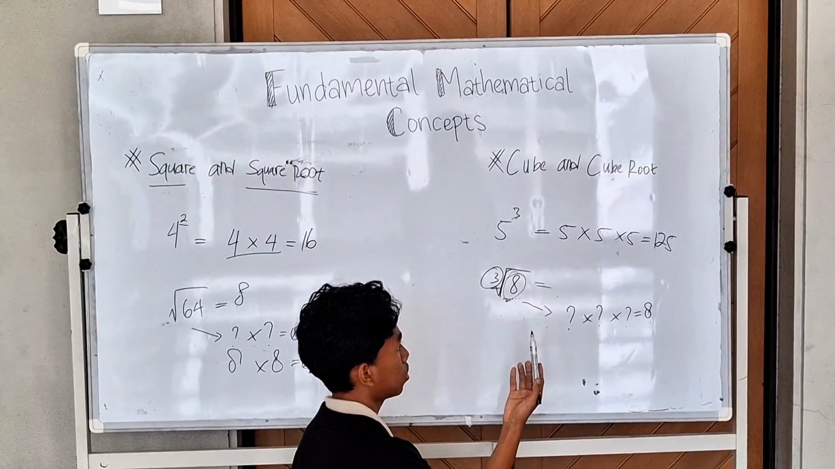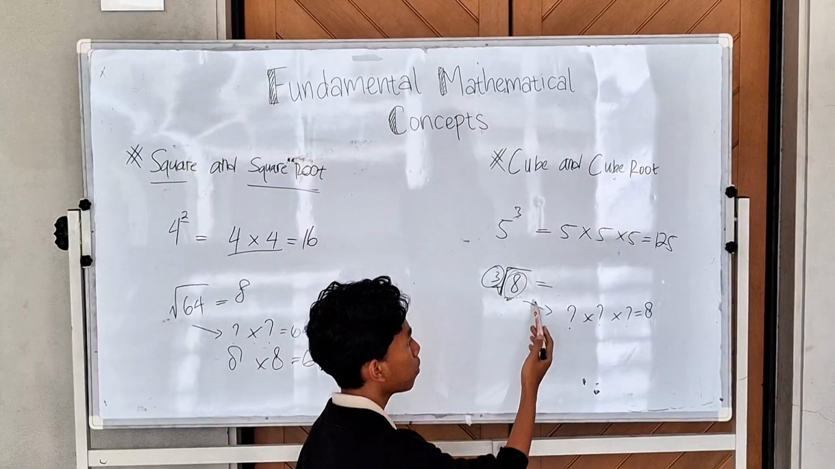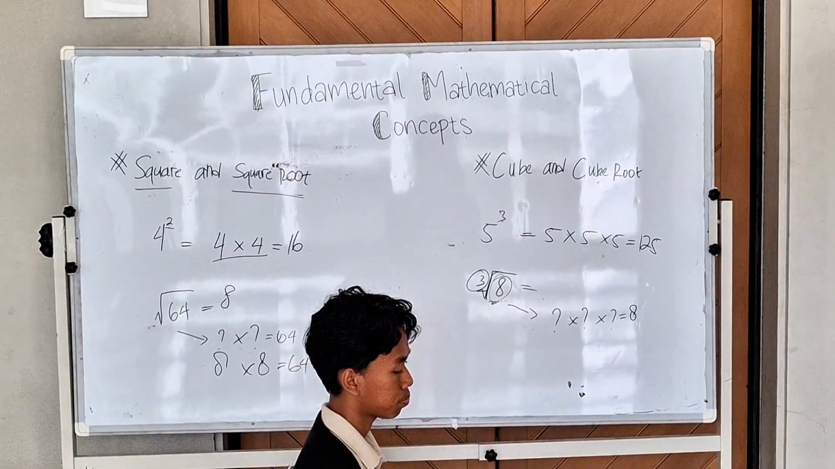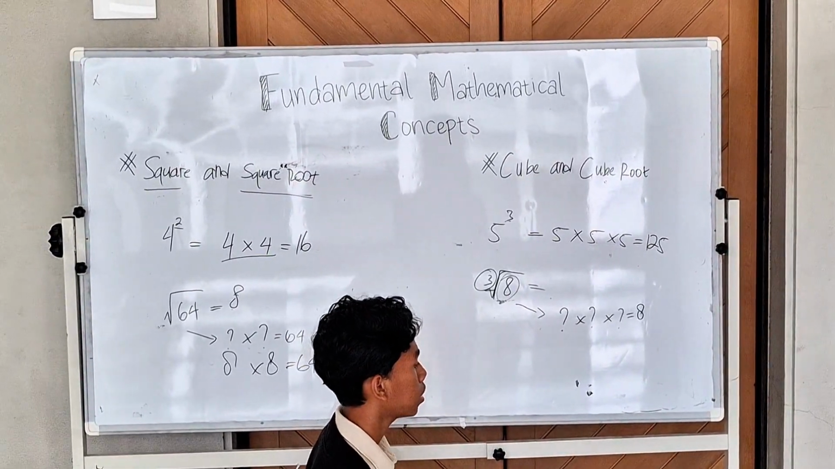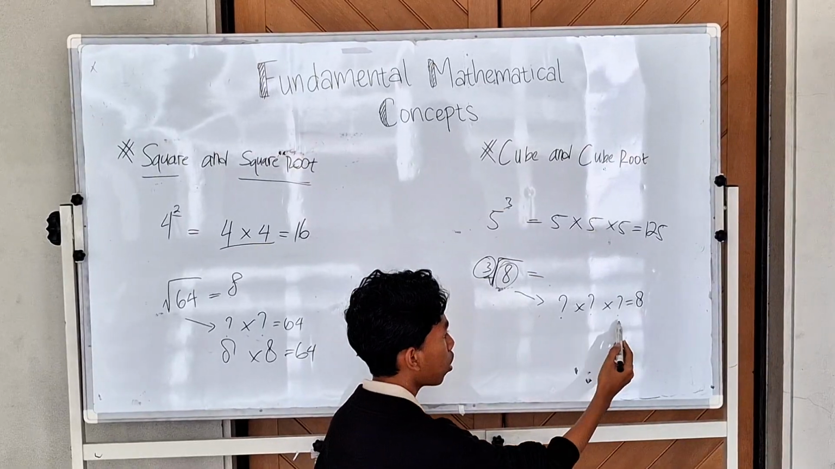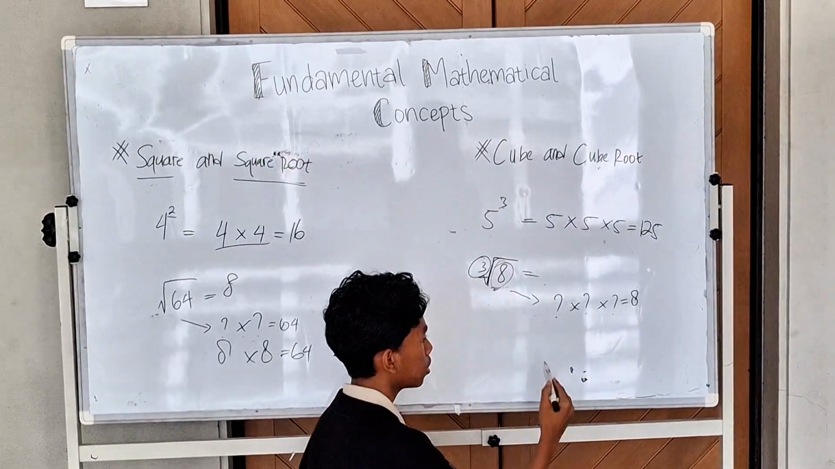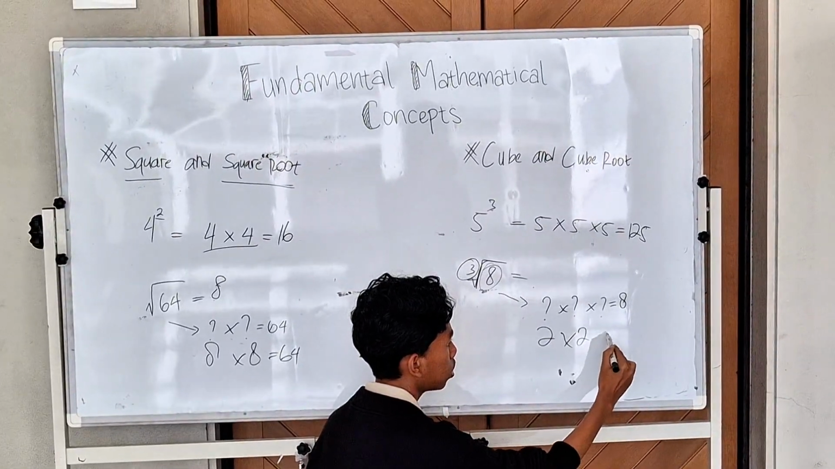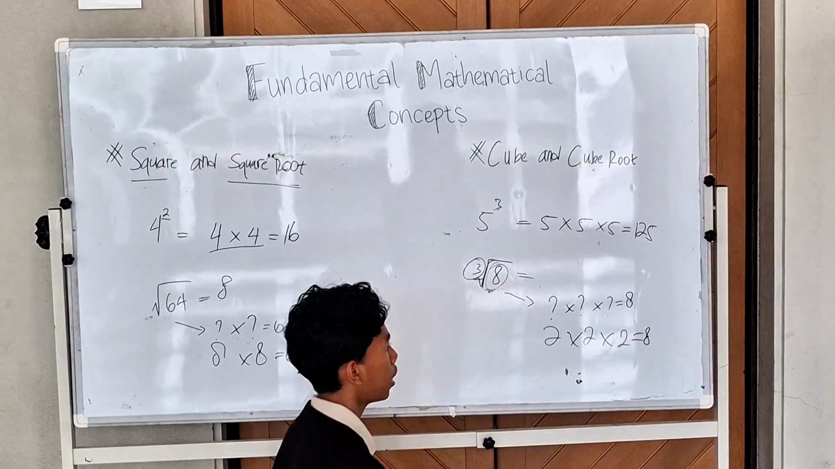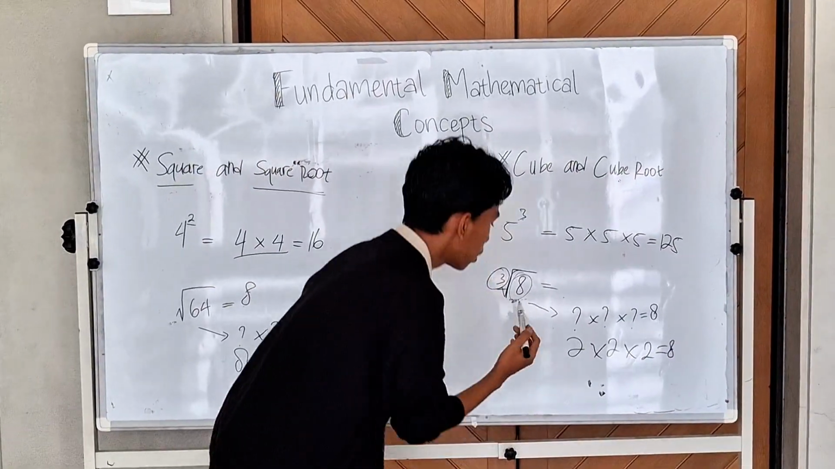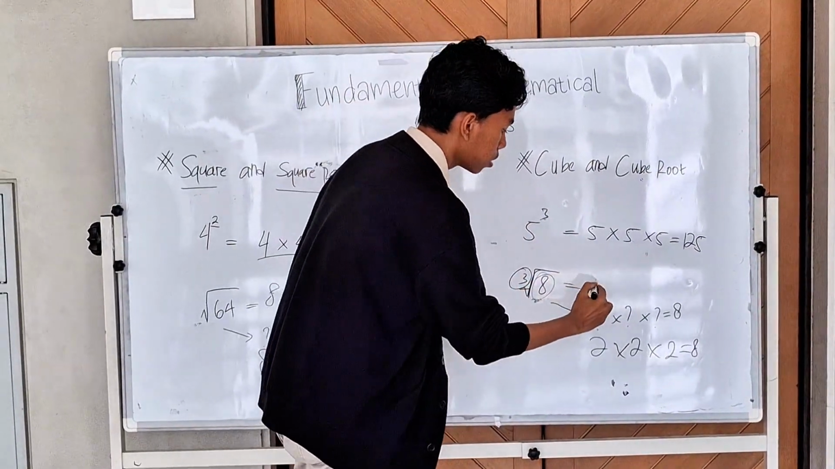In this example, we have 8. What number multiplied by itself 3 times equals 8? It's the number 2. 2 times 2 times 2 is 8. And we get that the cube root of 8 is 2.